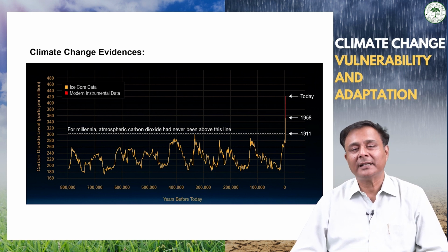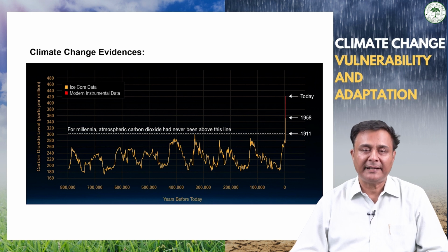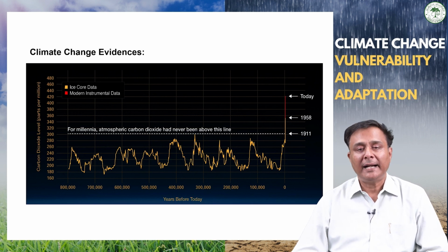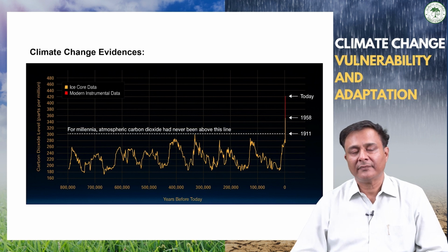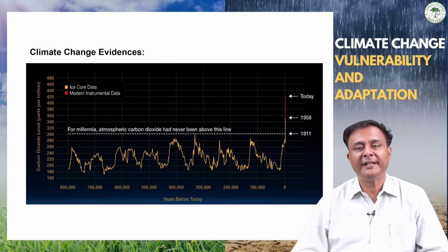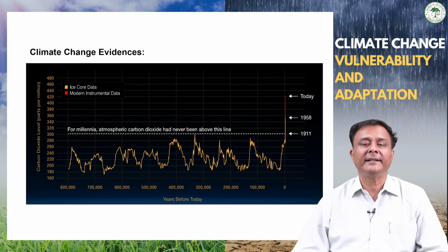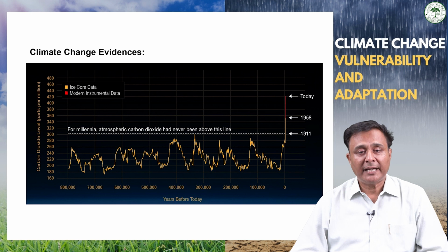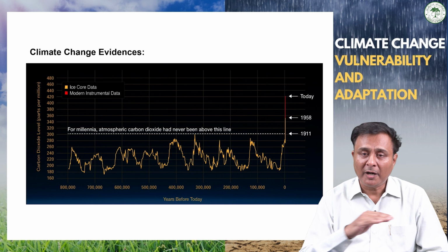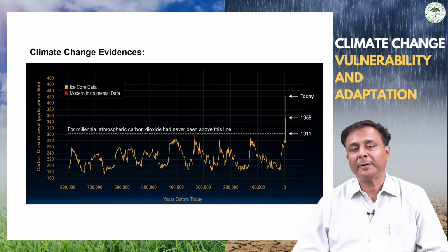This graph, based on the comparison of atmospheric samples contained in ice cores and more recent direct measurements, provides evidence that atmospheric carbon dioxide has increased since the Industrial Revolution. The carbon dioxide level in Earth's history was never above 300 parts per million. And as I have mentioned earlier in my previous discussion, presently it is about 423 ppm.